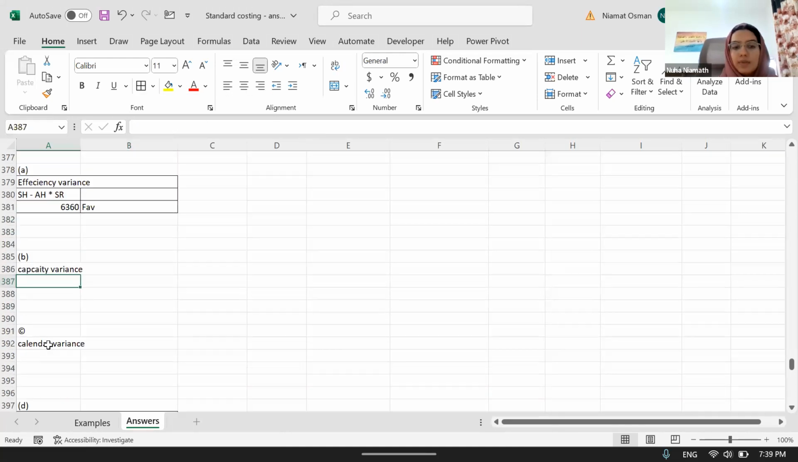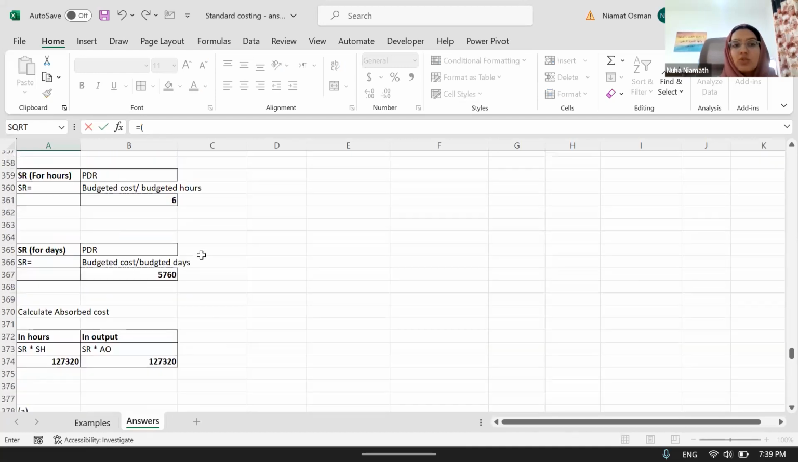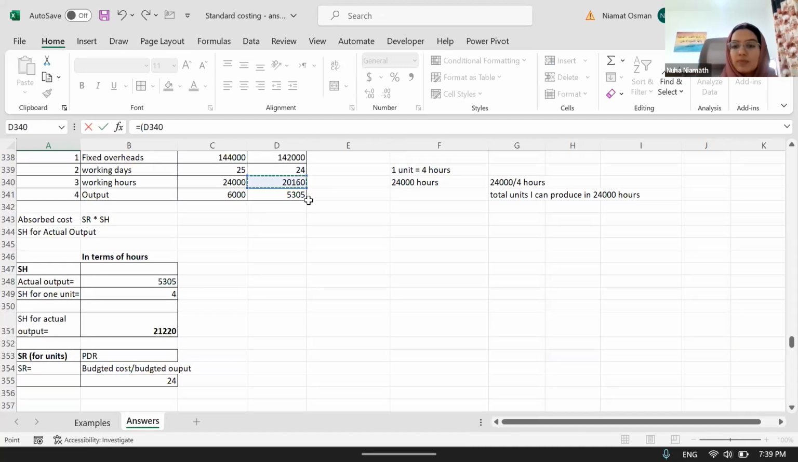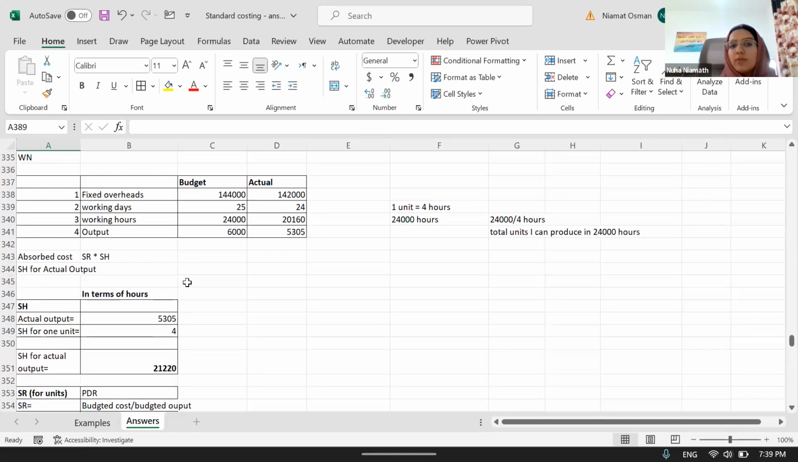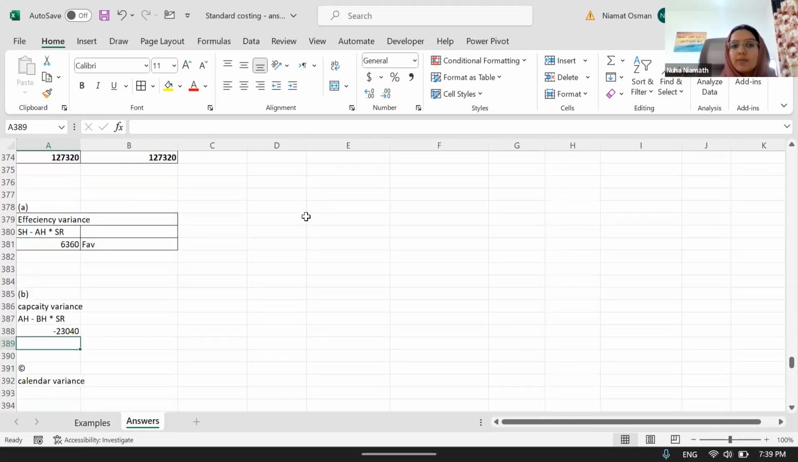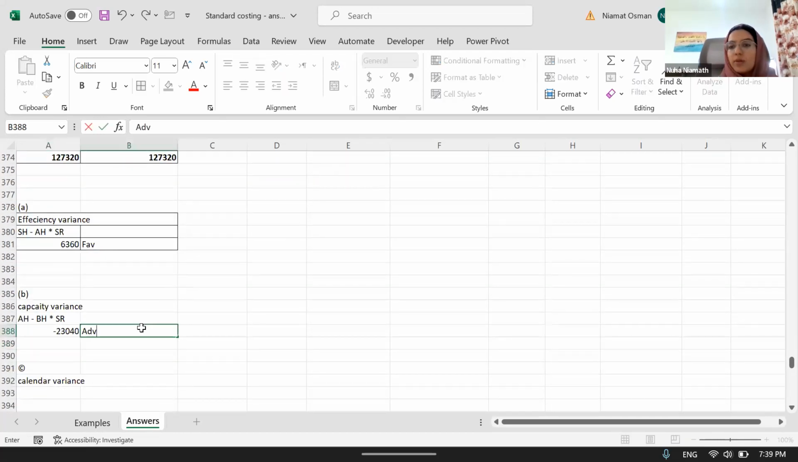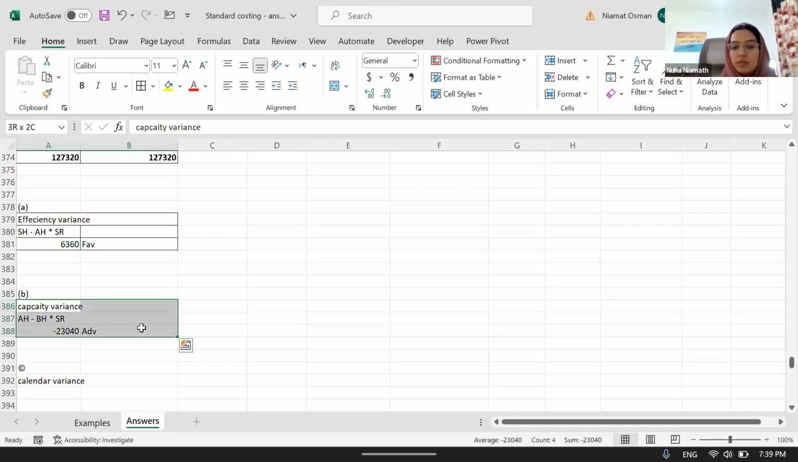Now, capacity. AH minus BH into SR. What is AH? Actual hours taken 20,000. But we had a total capacity of 24,000. Is it adverse or favorable? Into the standard rate. We have a capacity of 24,000. We have used 20,160. Adverse. Correct. Please others participate. It's for your benefit. If you participate, it is better for you to enhance your learning.